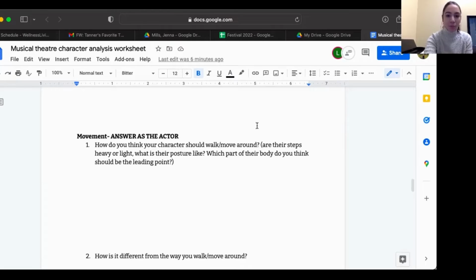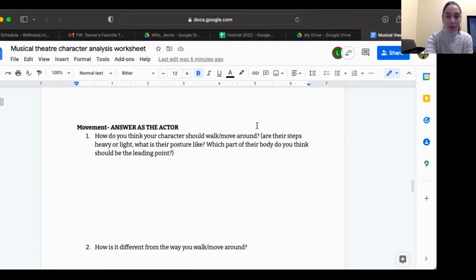So which part of their body is the leading point? Now, I took drama in high school, so something that I talked about in my drama class is physicality of the character, and we would have to walk around the drama room and try to experiment with different leading points.